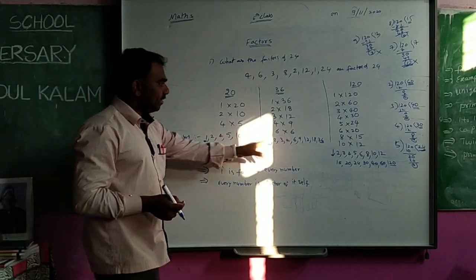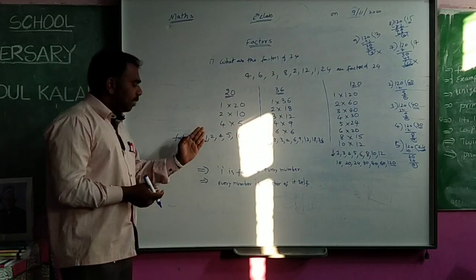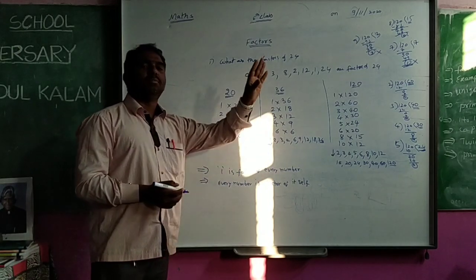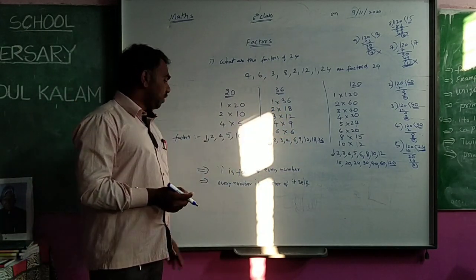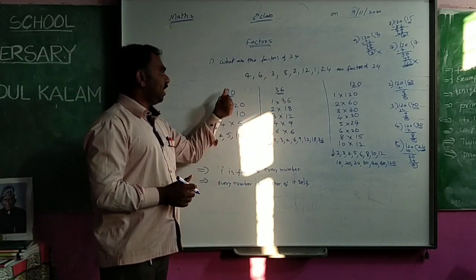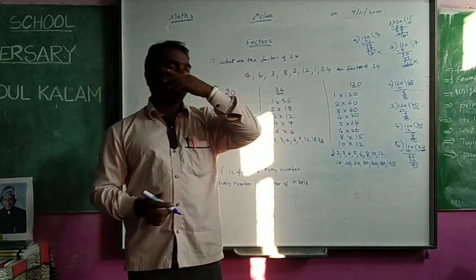So from these examples, from these answers, I am finding these things that I am writing here. I am finding here that 1 is a factor of every number. And one more thing I found: every number is a factor of itself. 20 is a factor of 20, 36 is a factor of 36, and 120 is a factor of 120.